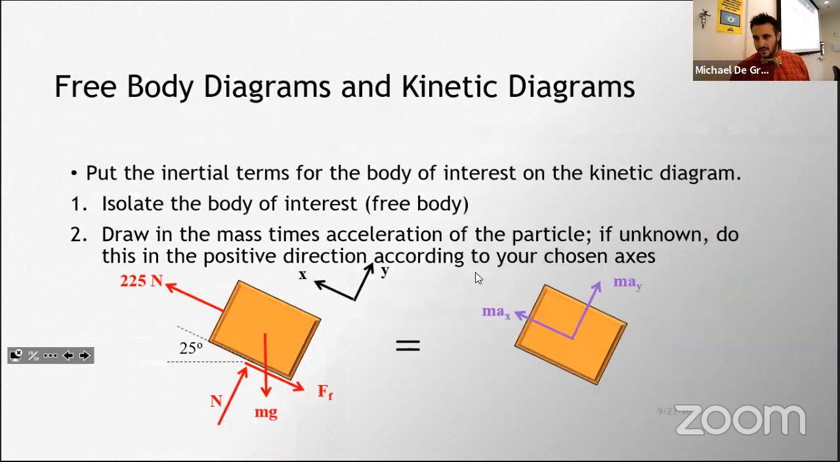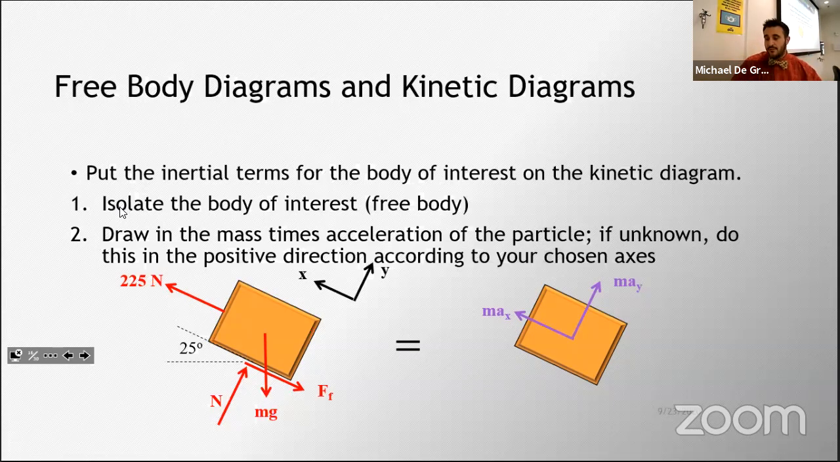Oh, yeah, so here we go. So what is a kinetic diagram, right? Kinetic diagram starts the same sort of way, right? We're going to put our inertial terms on our kinetic diagram, right? So how do we do this? Well, we isolate the body first, right? You have to isolate the body. Then you're going to draw the mass times acceleration of the particle. A general rule of thumb is you should always pick things positive, right? If you don't know which way something's moving for sure, pick MA as positive. If you do know what way something is moving, then pick it the way it's moving.